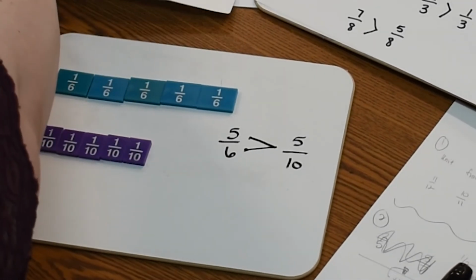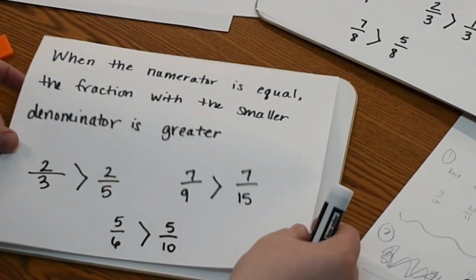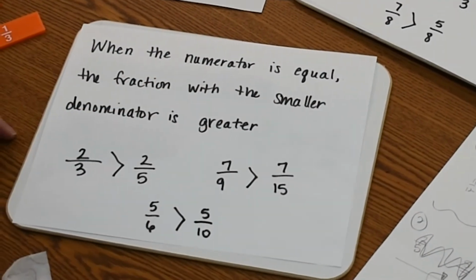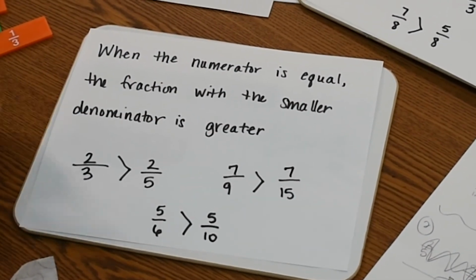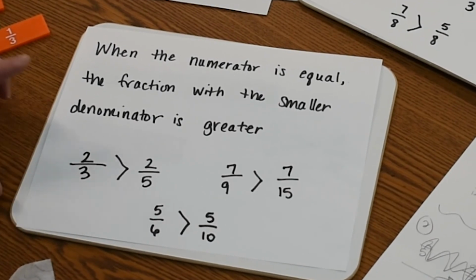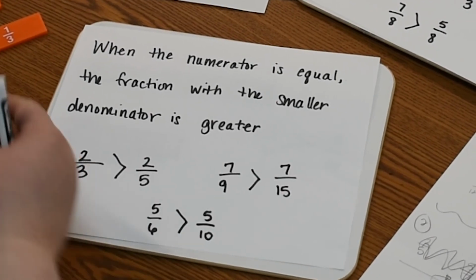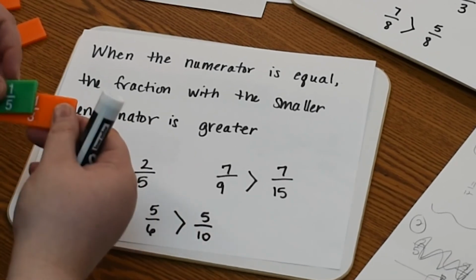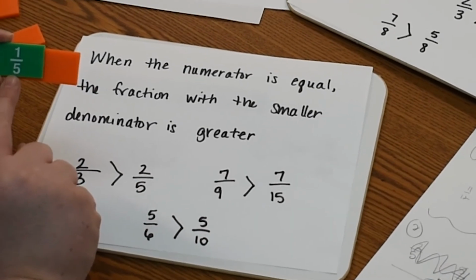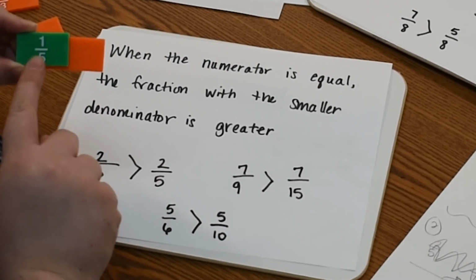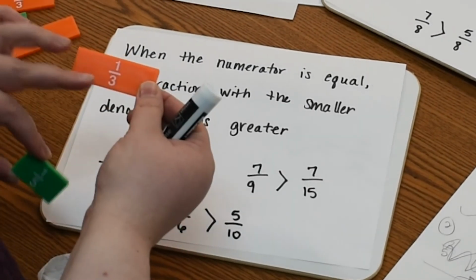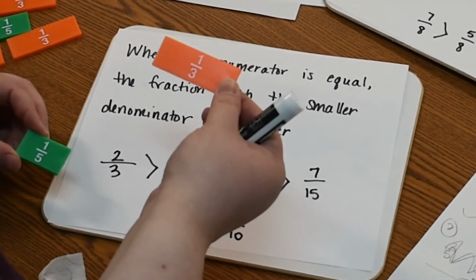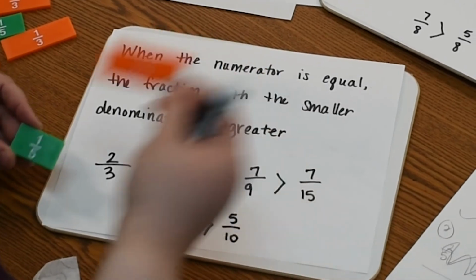We want students to build this generalization: that when numerators are equal, the fraction with the smaller denominator is greater. And the reason the smaller denominator is greater is the pieces are bigger. So even though the 5, typically students would think about that as larger, because this is only cut into 3 pieces, the pieces are going to be larger.